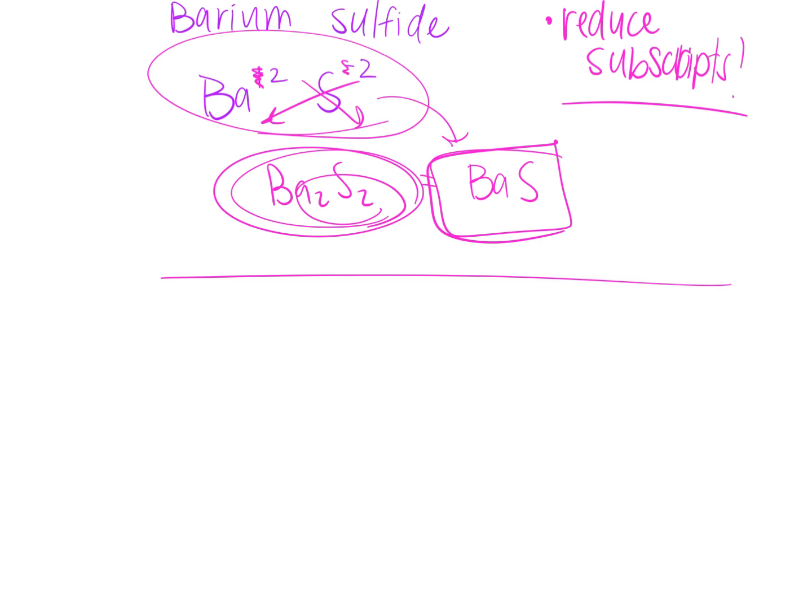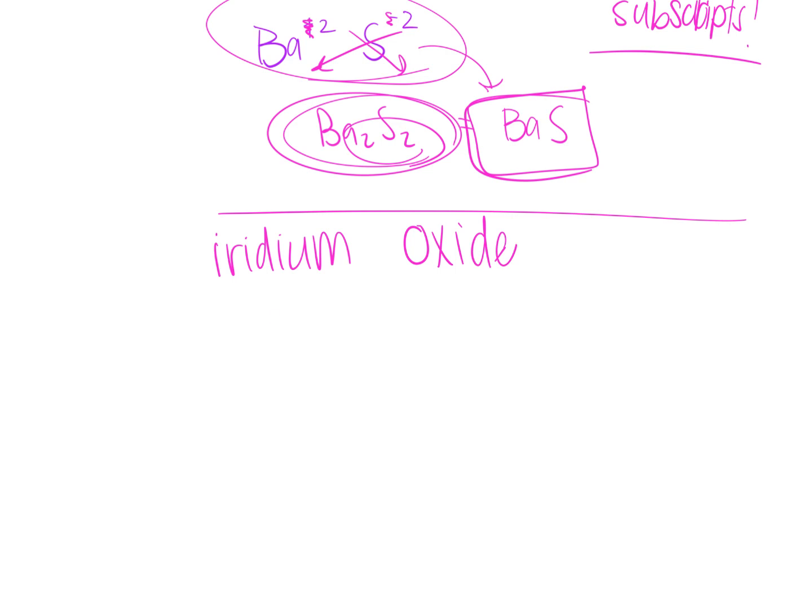Okay, give me the formula for iridium oxide. Iridium oxide. You try this one on your own. Iridium is Ir, and it has a plus 4 charge. Oxide is a minus 2. How many of you can see right away what the ratio is? So what should the ratio be? IrO2. I need 2 of those.